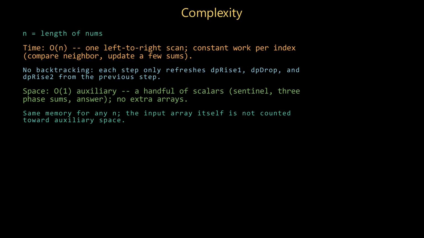Let n be the length of nums. Time is linear, a single forward pass, and at each index we do constant work, compare with the previous value and update 3 rolling sums for the trionic phases plus the running answer. Extra space is constant: a sentinel, those phase totals, the next-step copies, and the running maximum, no tables or buffers sized with n.